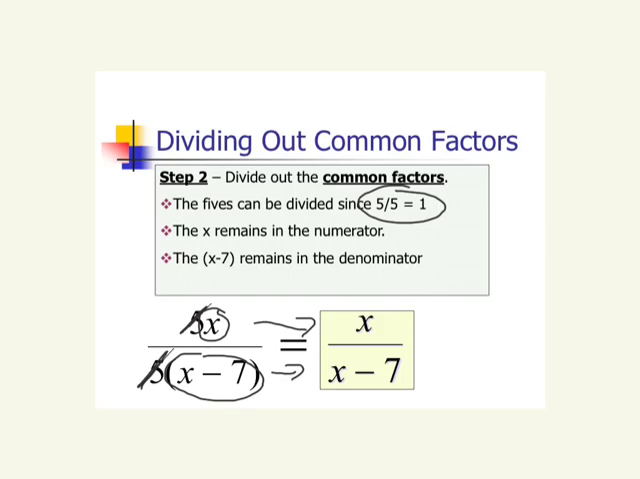And now the second part of this will be to talk about excluded values. And so in this case, x could not equal 7 because that's what would make that denominator 0.